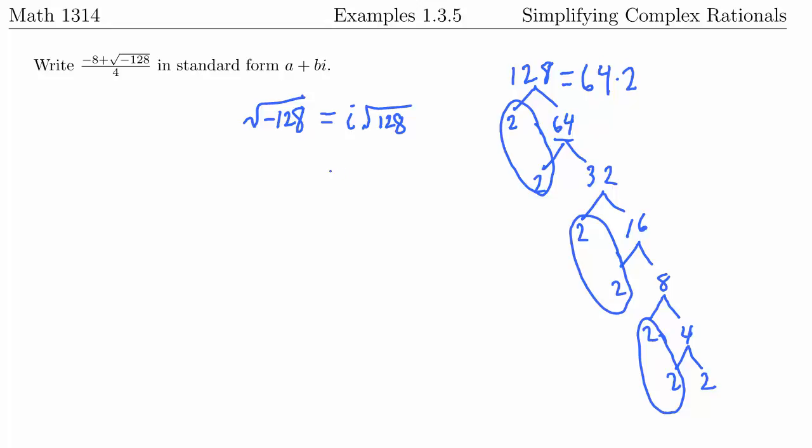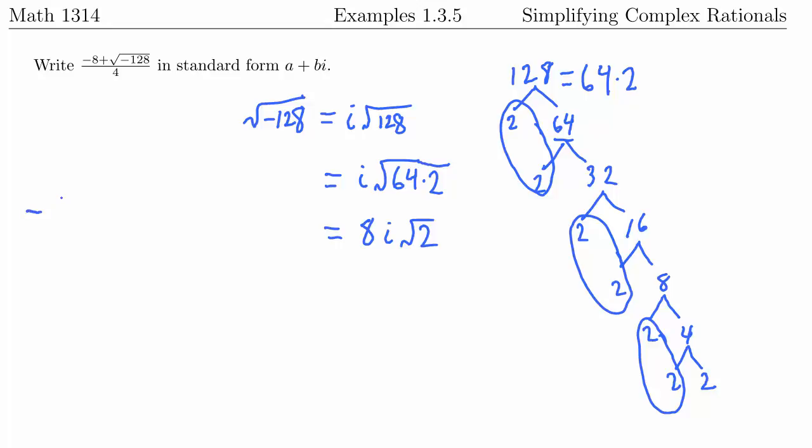That means that i times the square root of 128 is i times the square root of 64 times 2. Make sure that radical goes over all those. Square root of 64 is 8. So that gives you 8i square root of 2. All of this is done in order to correctly simplify -8 plus the square root of -128 all over 4.